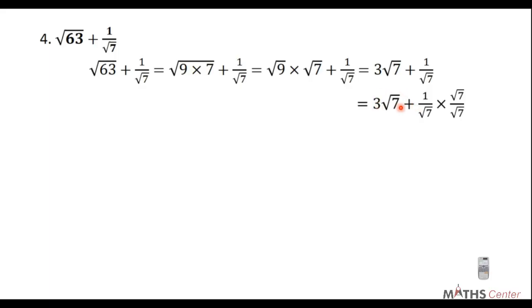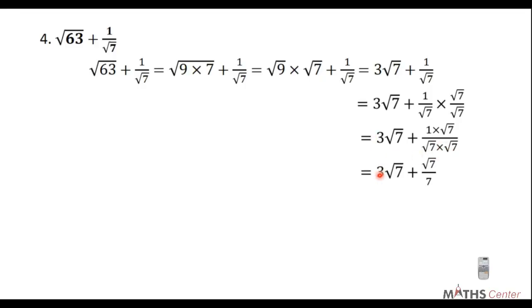We leave this part alone since it's not a fraction, so we are rationalizing here. You multiply both the numerator and the denominator by the denominator. So we are going to have 1 times 1 over square root of 7 times square root of 7 over square root of 7. Now we are going to have 3 root 7 plus 1 times square root of 7 divided by square root of 7 times square root of 7.